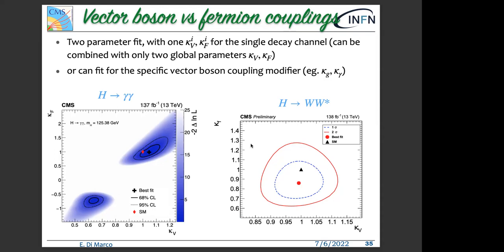You can see one example using the WW channel, kappa V again versus kappa F, which has a larger uncertainty band, but is still consistent with the standard model one. Of course, since in CMS we are using a consistent framework, we can combine all these measurements consistently and shrink this error band to get the final result.